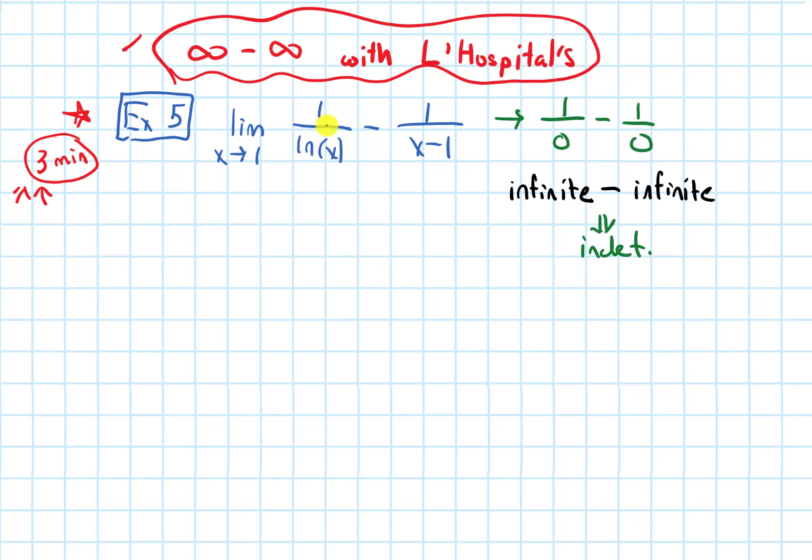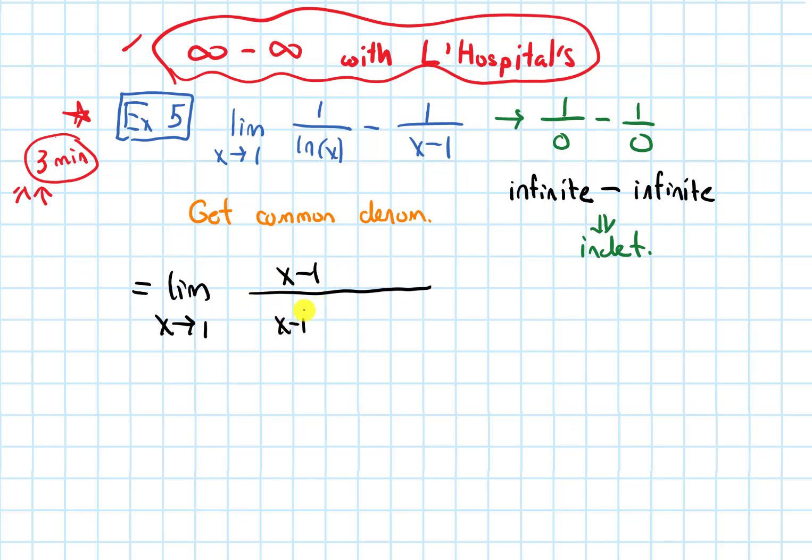So I have a fraction minus a fraction, and one strategy I can use to simplify this is to get a common denominator. So if we did that, we would have the limit as x approaches 1. I would multiply this first fraction on the top and the bottom by x minus 1. So I get x minus 1 on top. That'll make the denominator be x minus 1 times ln of x. I'll multiply the second fraction on the top and the bottom by ln of x. So when I combine the fractions, I'll get minus ln of x from the second fraction, that's the numerator of that second fraction. All right, so now I have one whole fraction like this.